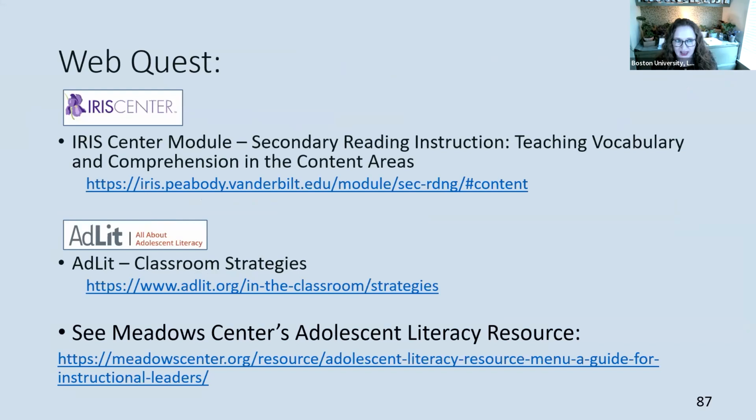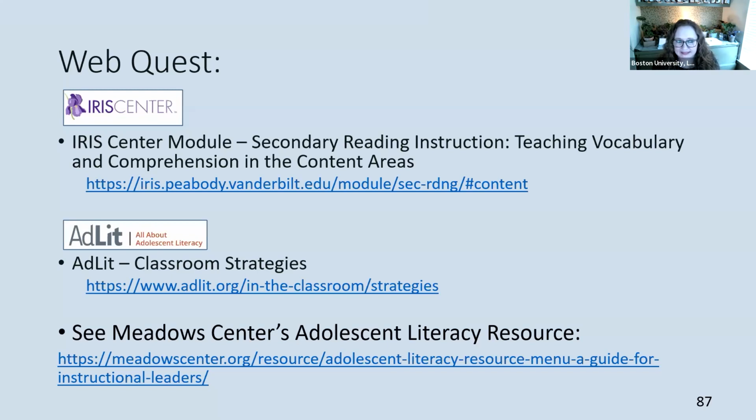If you're not familiar with the Iris Center, check it out. There's a great module on secondary reading instruction, and it focuses on teaching vocabulary comprehension in the content areas. So for my last team who presented, who was using WordGen, that might be just a great enrichment module. Or if you're trying to scale this in the building, it might be something for professional learning that everyone sort of rallies around and watches to adjunct what you're doing with word generation.